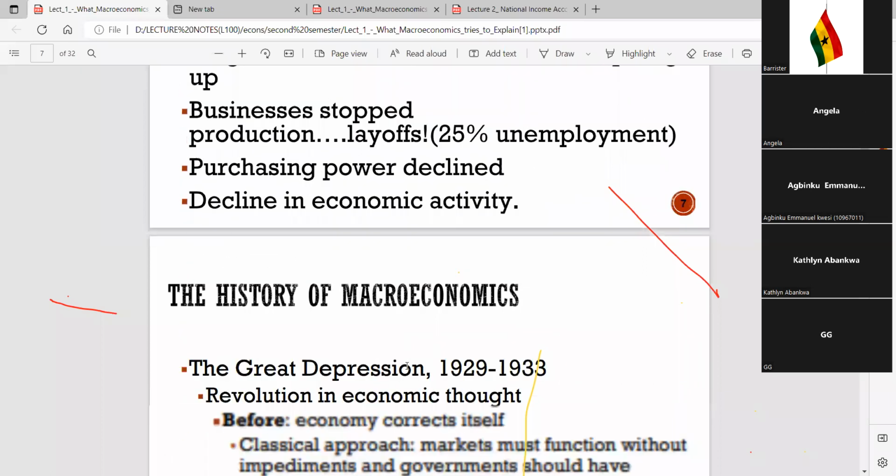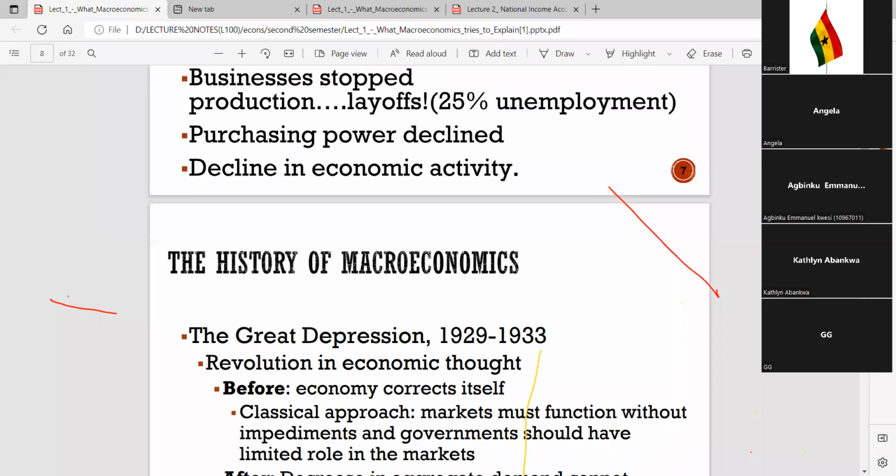Okay. Question. Please go ahead. Please, what is the difference between Great Depression and economic recession?